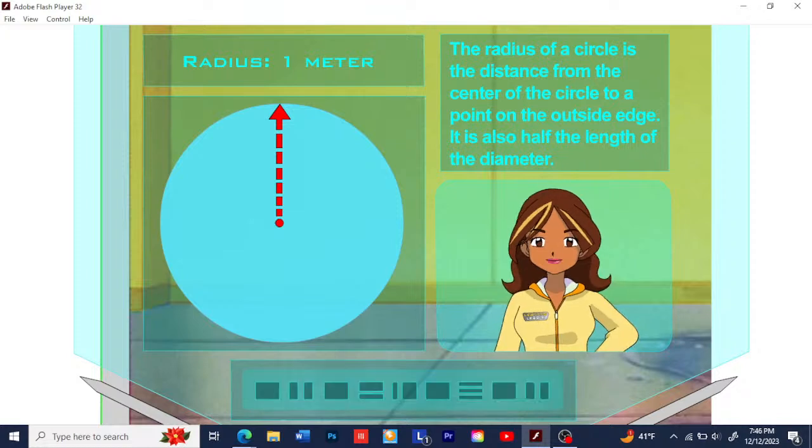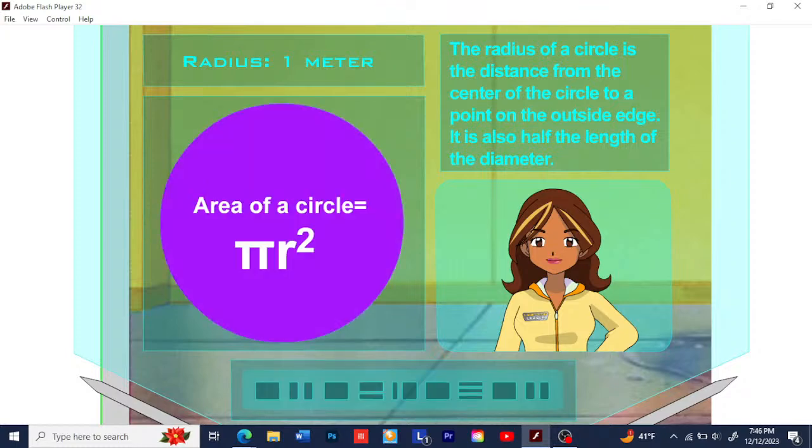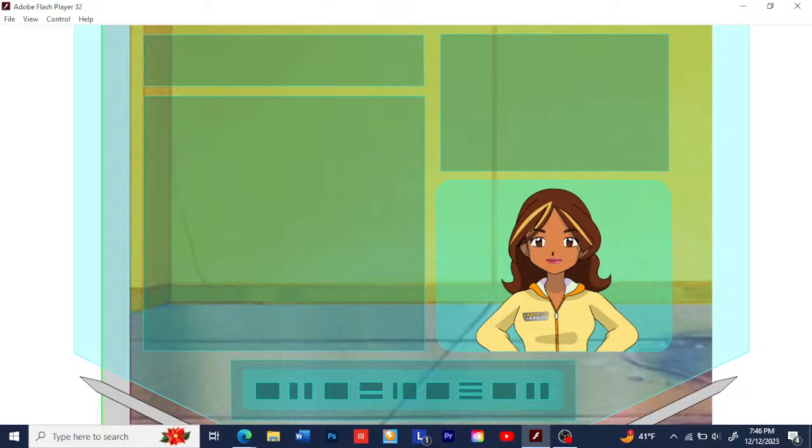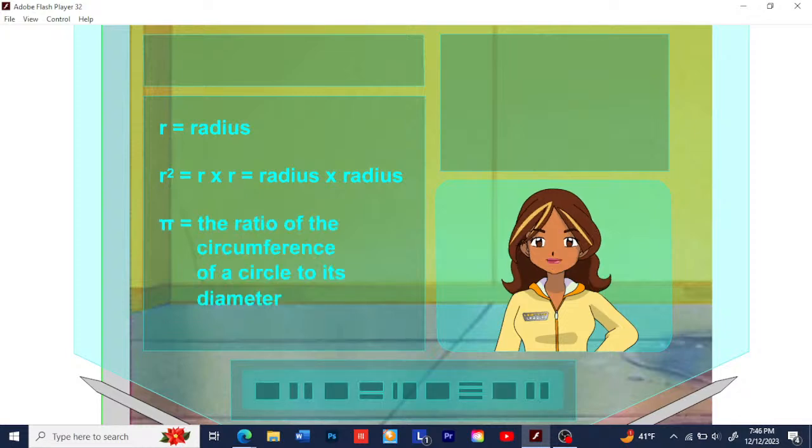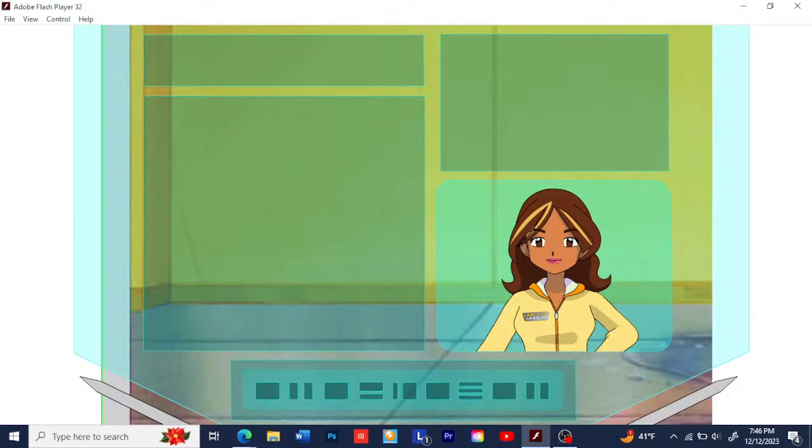You got it. We can use this radius in the formula for finding the area of a circle, pi r squared. Sounds funny, doesn't it? R stands for the radius, your ray from the center. R squared means you multiply the radius by itself, or square it. And then pi is the ratio of the circumference of a circle to its diameter. Remember, the circumference of a circle is the measure all around the edge of the circle. And so pi is actually a number, 3.14. To find the area of the top of a circular tank, you would multiply pi by the radius squared.